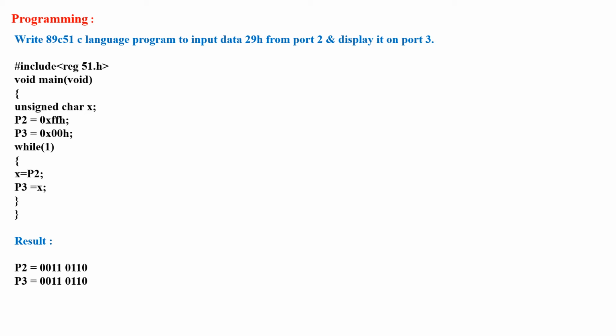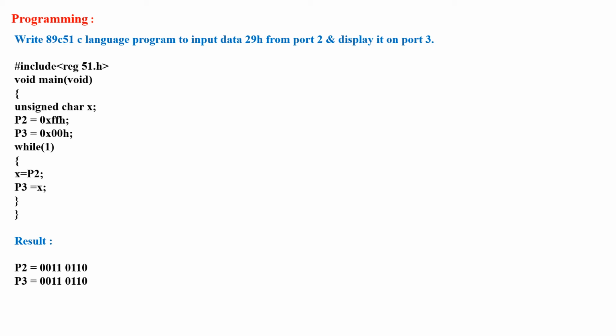Open parenthesis again. Now x is the value which is assigned to port 2, so we write x is equal to P2. As x is assigned, immediately this value is transferred to port 3, so P3 is equal to x. Close the program using the closing parenthesis.